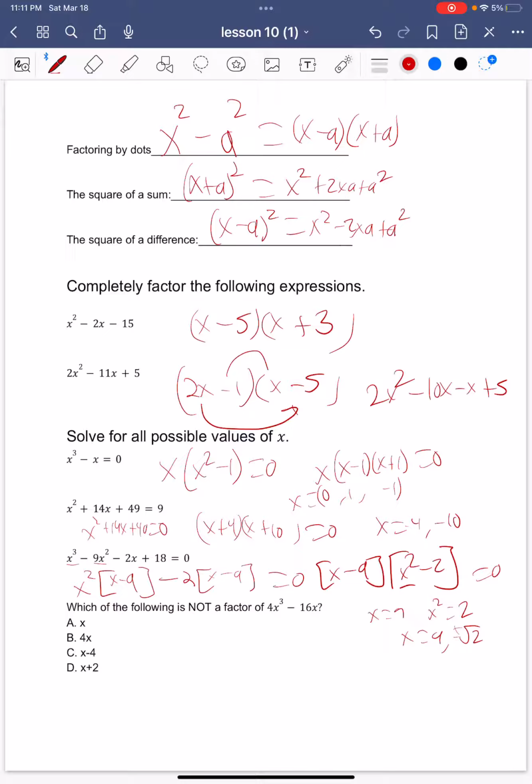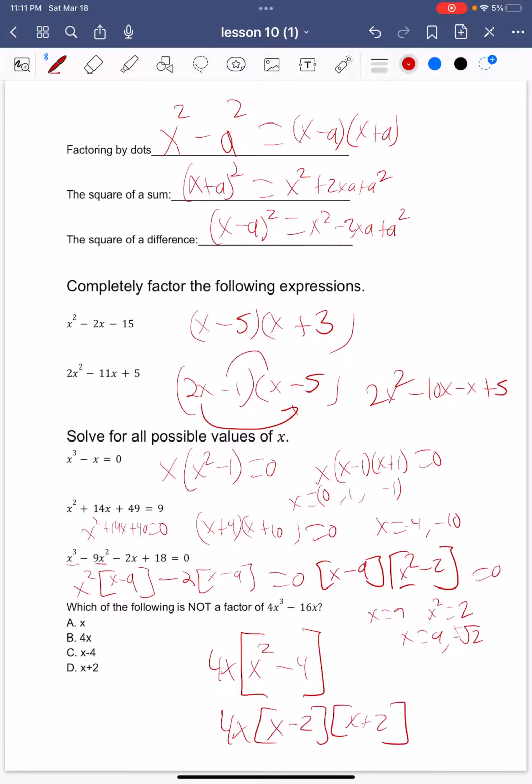Which of the following is not a factor of 4x cubed minus 16x? Well, let's pull out the greatest common factor of 4x. Then what do we have to multiply to get 4x cubed minus 16x? Well, we have to multiply by x squared, and then we have to multiply by negative 4. To further factor this, we go x minus 2 times x plus 2.